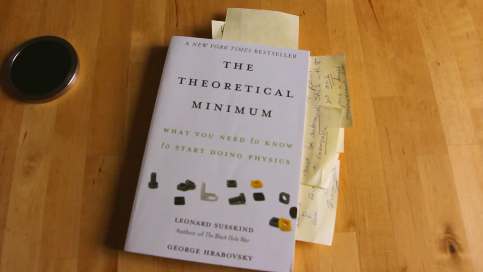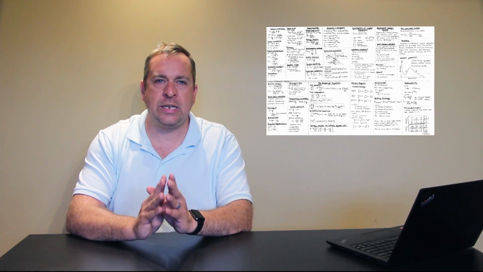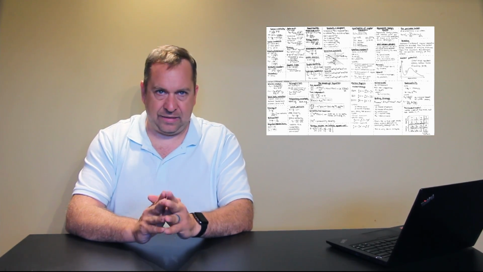But let's back up a little. I want to take you through a few notes about vectors from this book, The Theoretical Minimum. It's written by Leonard Susskind and George Hrabovsky. The book contains what they figure is the absolute minimum that you need to know to study physics. I'm going to pick out a few details from the book that I think you should know for high school physics. Let's start with the origin.